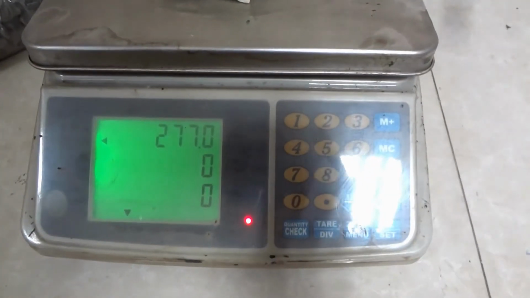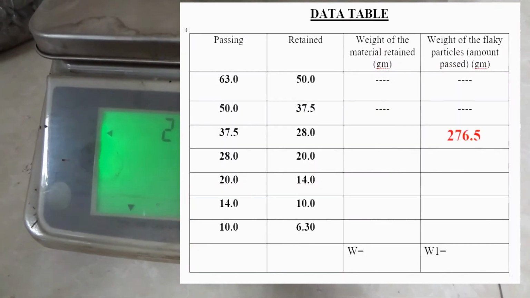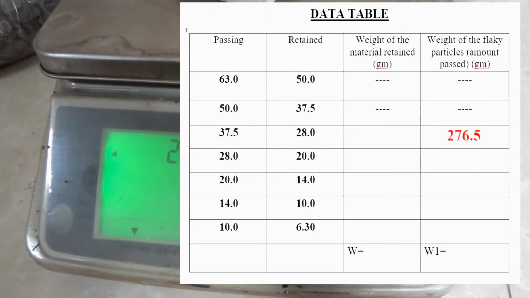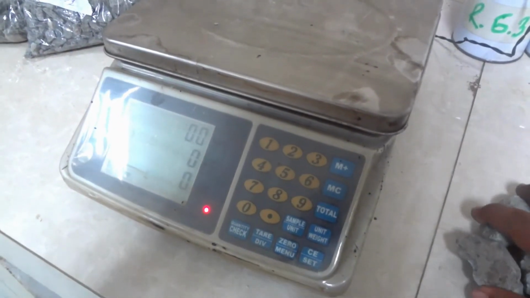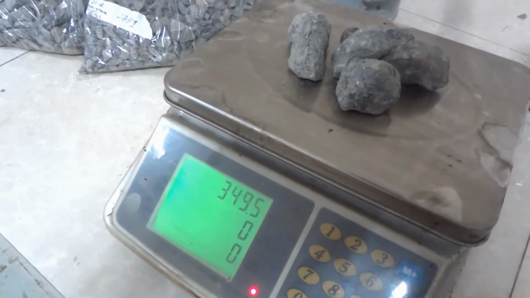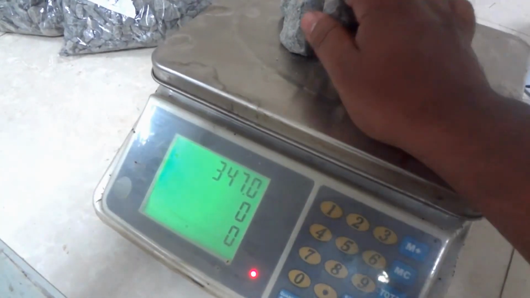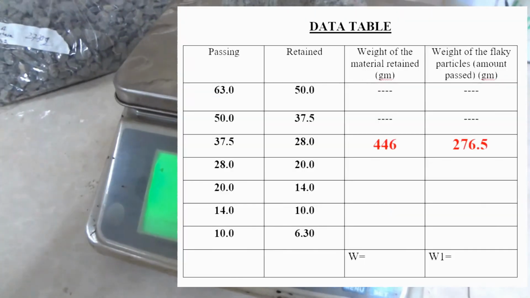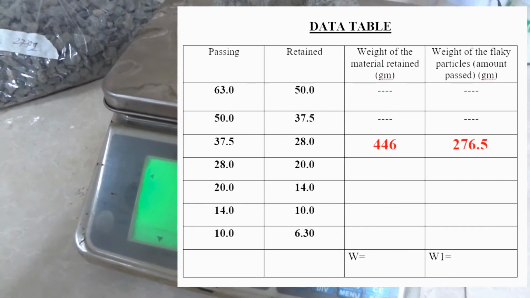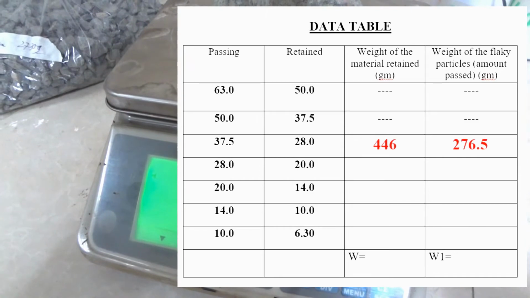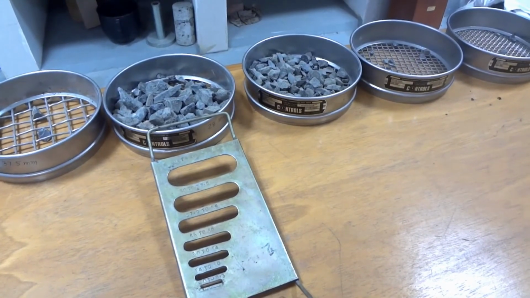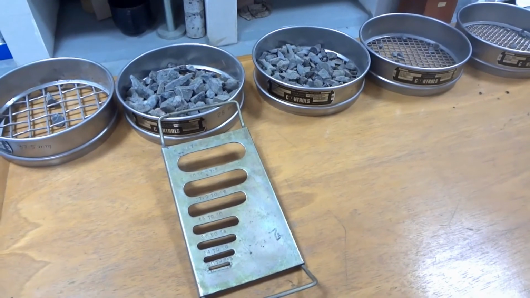This is 276.5. Now measure the retained particles. This is the 446. Now test all the sample aggregates in the same procedure.